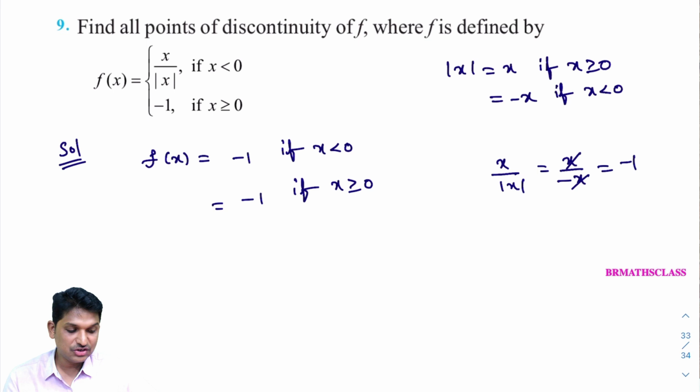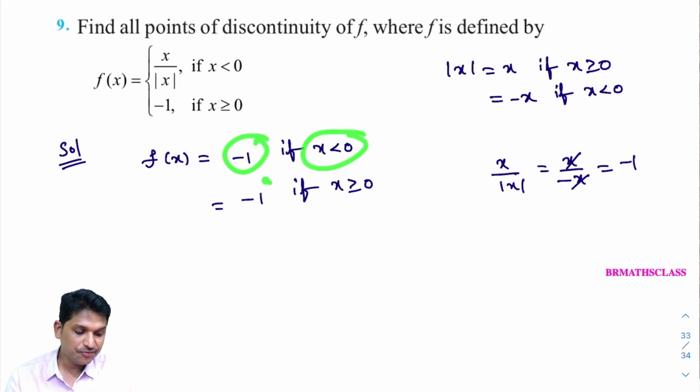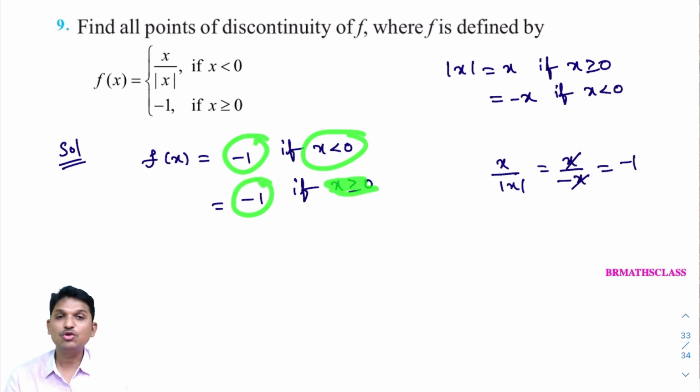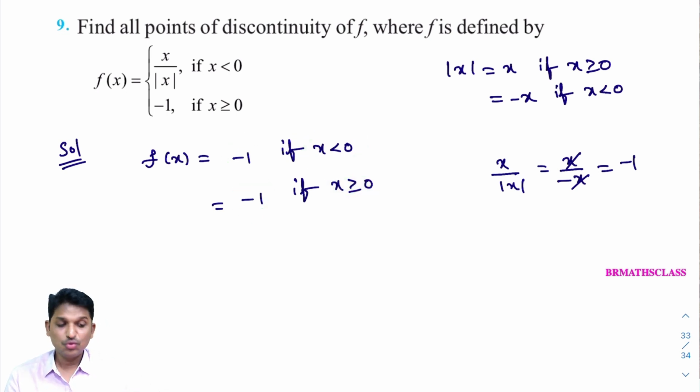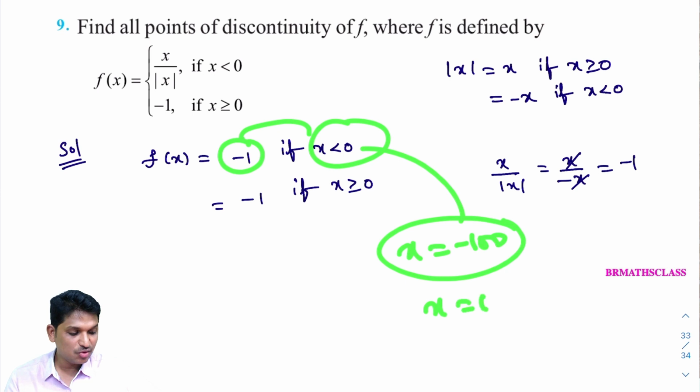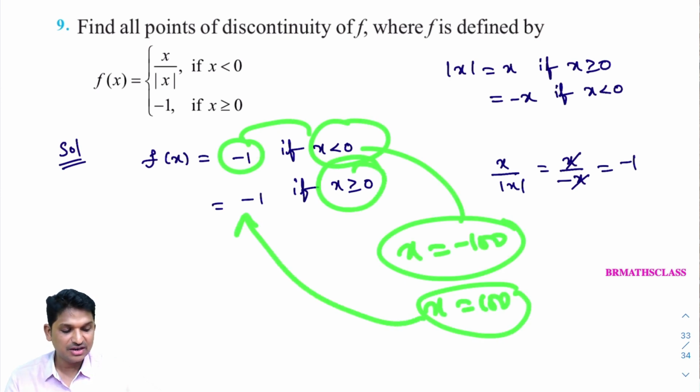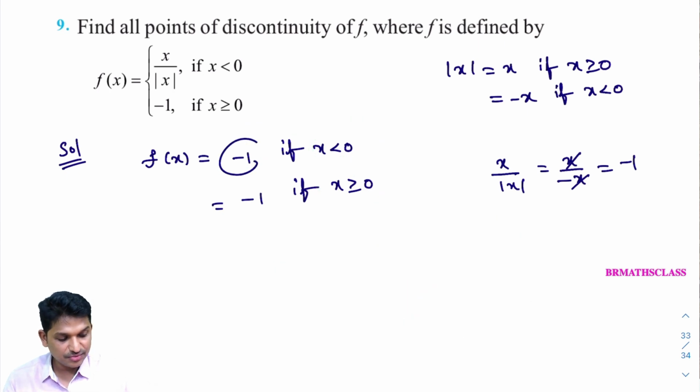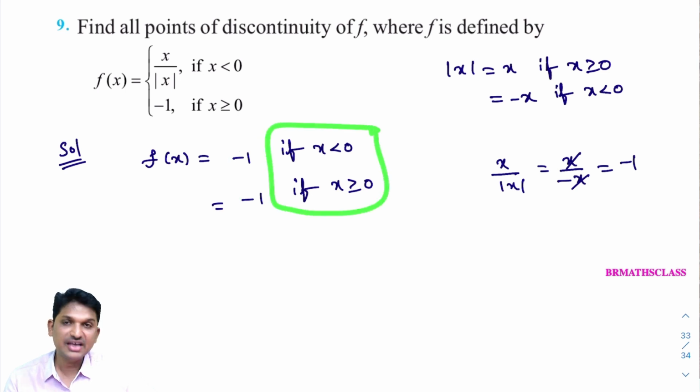You observe there is no variation in the function. f of x is minus 1 when x is less than 0. f of x is minus 1 when x is greater than or equal to 0. I hope you are understanding what I am trying to say. When x equal to minus 100, then what is the function now? Minus 100 is less than 0. Function is minus 1. When x equal to 100, 100 is greater than 0. Function is minus 1. So this is also minus 1. So no need to write separately like this.